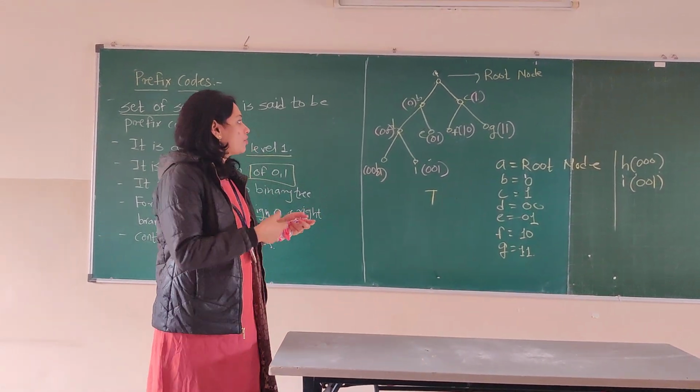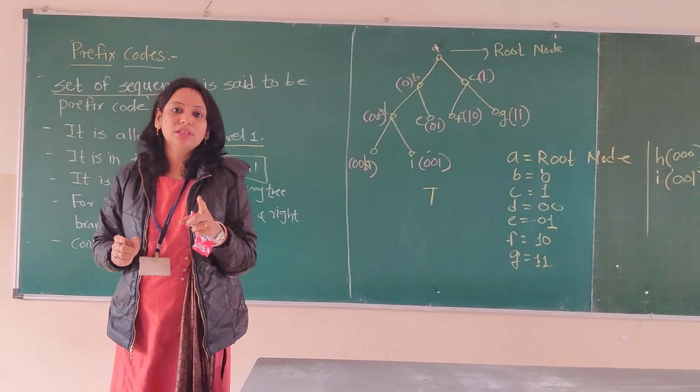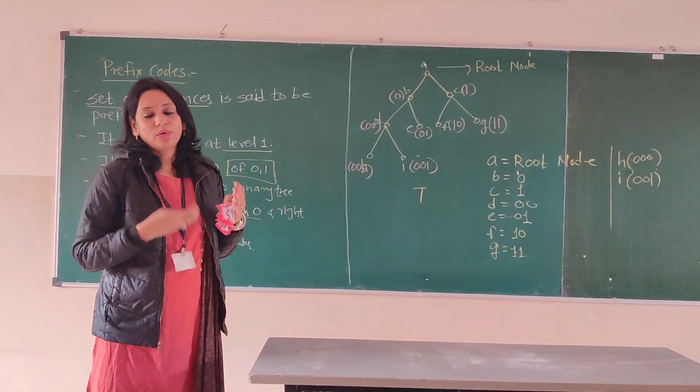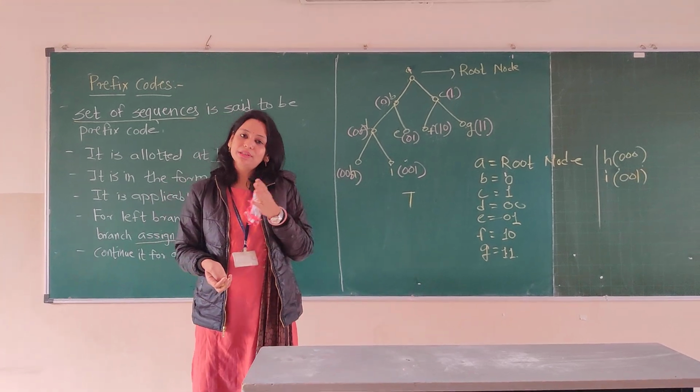For left you will assign 0 and for right you will assign 1. So this is all about prefix code and an example of prefix code. In our next section we will see a few more examples on the prefix code.